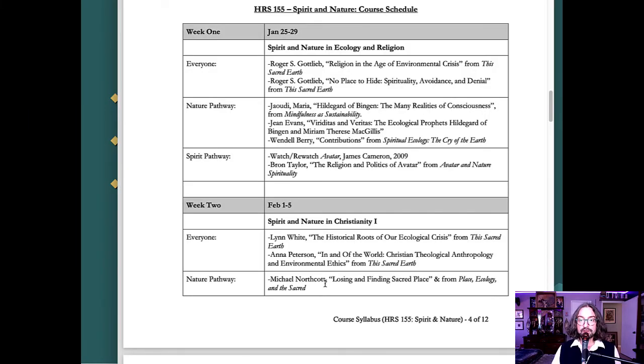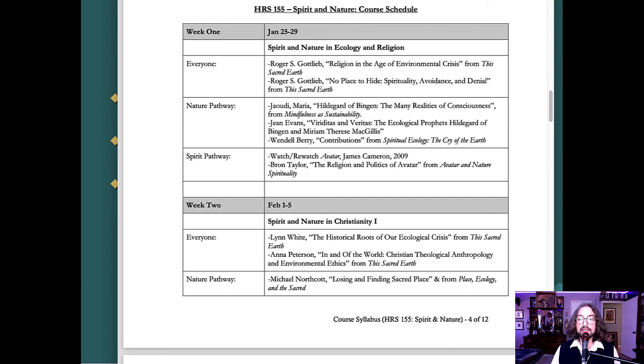This week we have a variety of introductory readings to choose from. First, for everybody, Roger Gottlieb's "Religion in the Age of Environmental Crisis" and "No Place to Hide: Spirituality, Avoidance, and Denial," both from his anthology, which sort of founded the field of religion and ecology in undergraduate study, This Sacred Earth. After that, you'll have two choices.